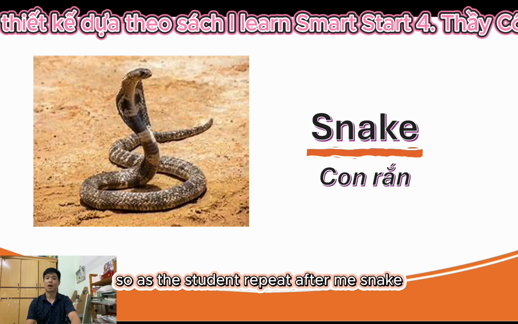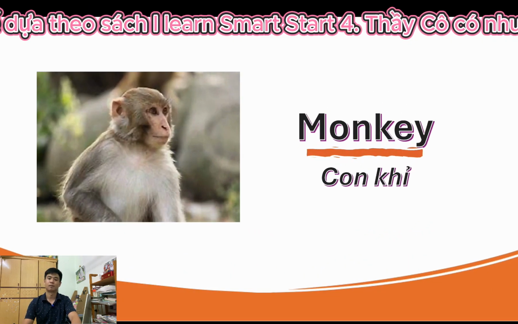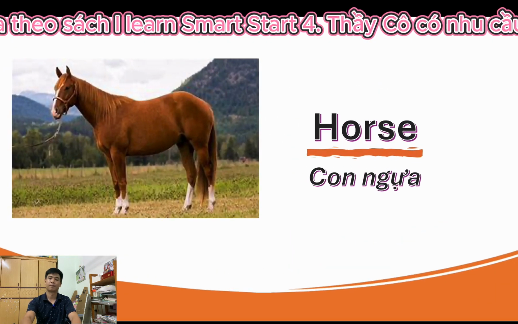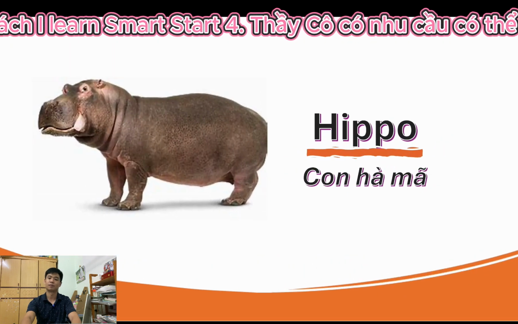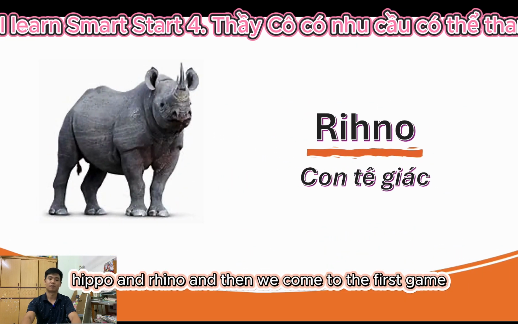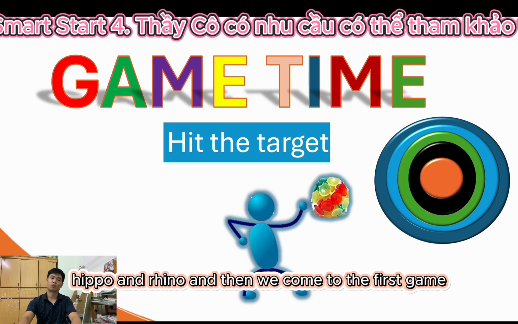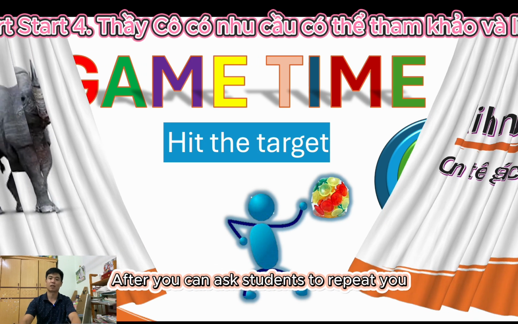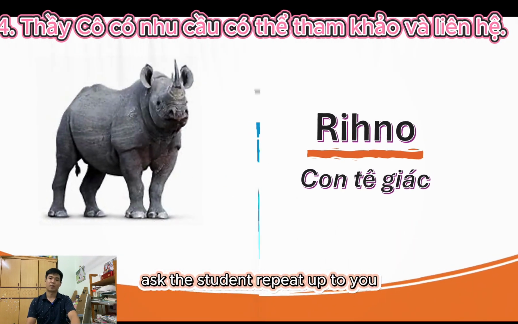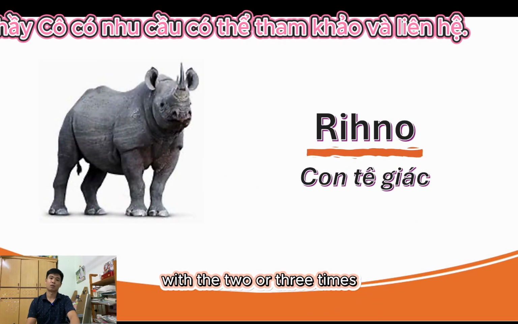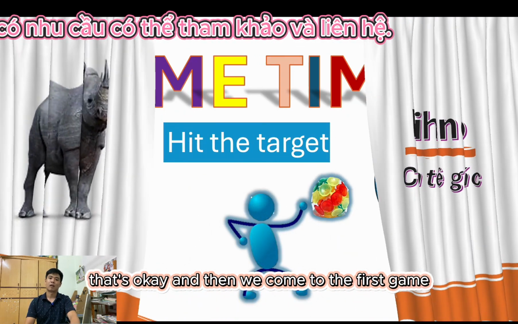I will ask the students to repeat after me: snake, monkey, horse, camel, hippo, and rhino. You can ask the students to repeat after you two or three times. That's okay. And then we come to the first game.